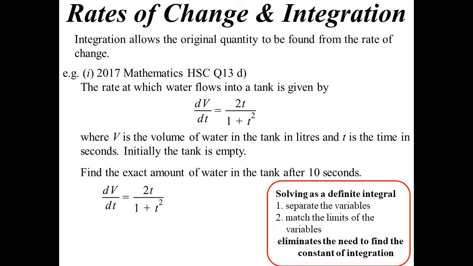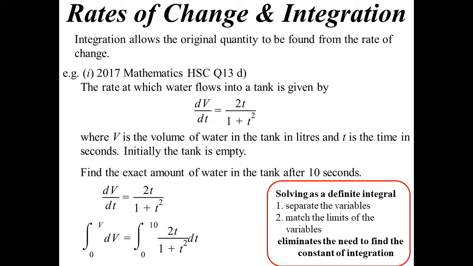Now, I'm going to use definite integrals to solve this. So remember, when you want to solve as a definite integral, we've got our derivative. I want to separate the variables and then match the limits. What this basically does is it eliminates the need to find the constant of integration. All right, so we split it up. So we get the integral of dV is equal to the integral of 2t on 1 plus t squared dt. Match the limits. Well, they said when t is equal to 0, V was equal to 0.